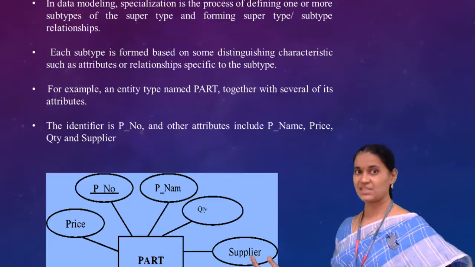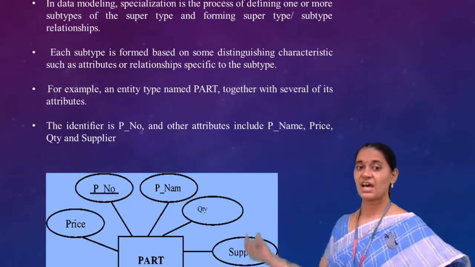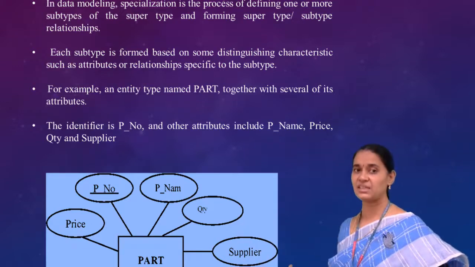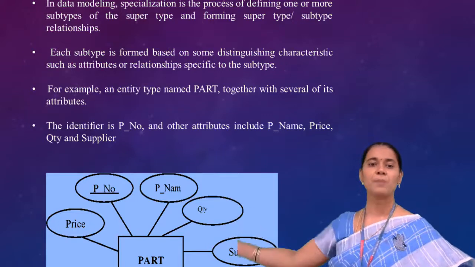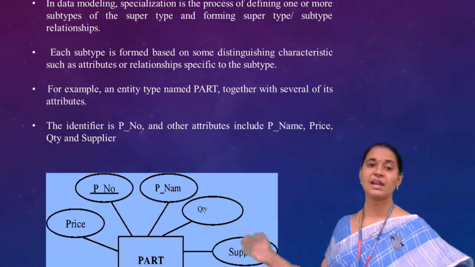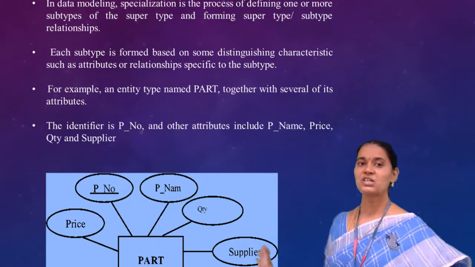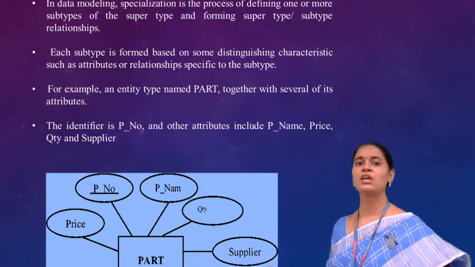For that I am going to consider an example here, an entity named parts, which has part number, part name, its quantity, its price and its supplier. A part is an entity in which we have various attributes which include part number, part name, quantity, supplier and its price. Each subtype is formed on some distinguishing characteristics, some different characteristics, such as attributes or relationships unique to the subtype.